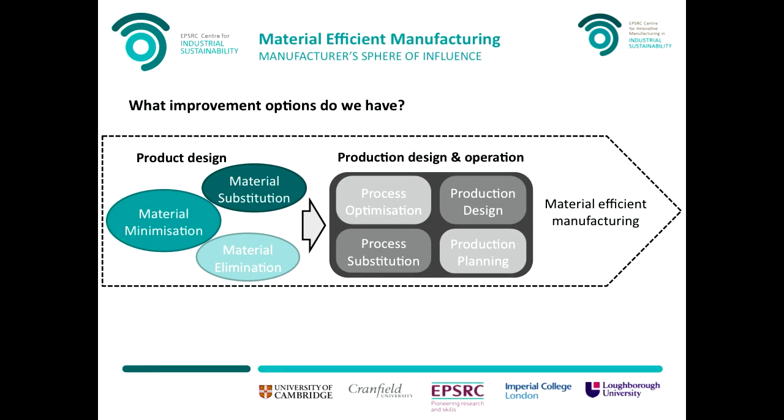So to improve material efficiency in manufacturing, what can manufacturers do? What's their sphere of influence? We narrowed it down to two areas that they can look at: product design, or production design and operations. So that's how the things are made. And we've got a few example strategies that can be used to improve the material efficiency in these two realms.